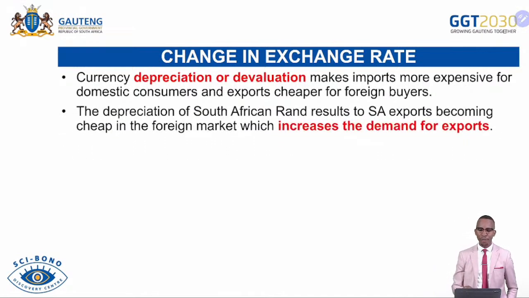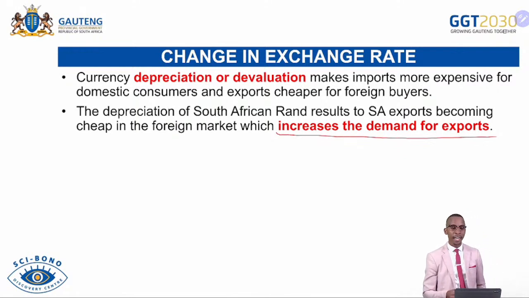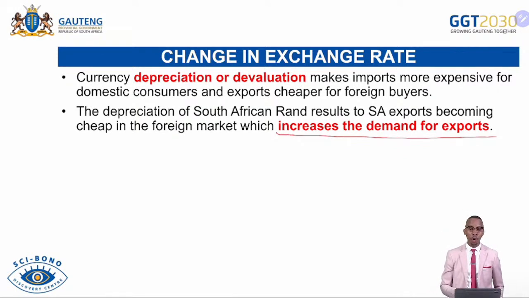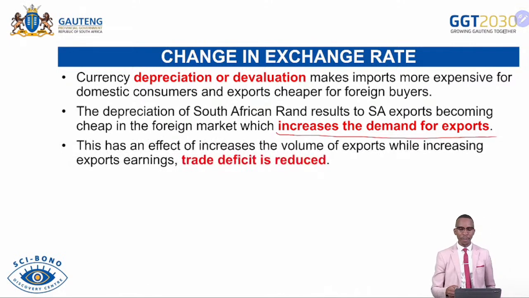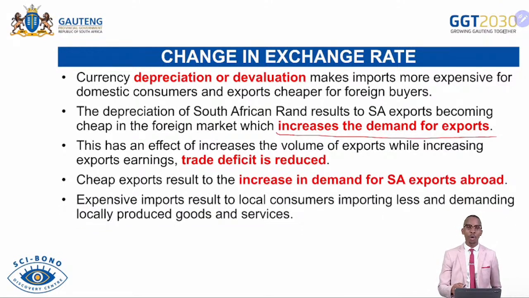The depreciation of the currency results in exports becoming cheap in the foreign market, which will increase the demand for South African exports in the global market. That can improve South Africa's BOP deficit. This has the effect of increasing the volume of exports while increasing export earnings. The trade deficit will be reduced because our exports are more cheap and affordable in the global market. Cheap exports result in increased demand for South African exports abroad, and that will automatically correct the BOP deficit.